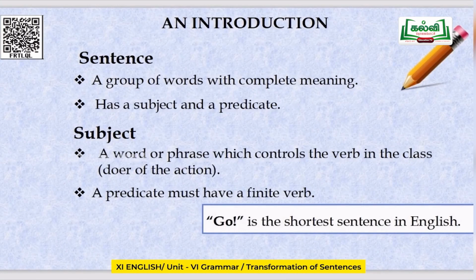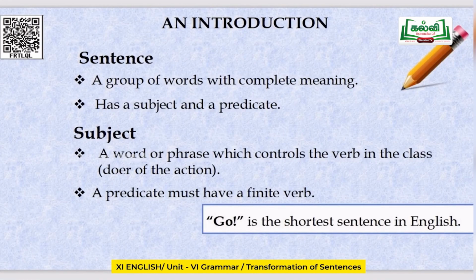Now what is a sentence? A sentence is a group of words which gives a complete meaning, and it should have a subject and a predicate. Now children, you may get a doubt. What is a subject and what is a predicate? Subject, in simple terms, you may say subject is a doer of the action. But subject is the main word of the sentence. The whole sentence will be about this subject.